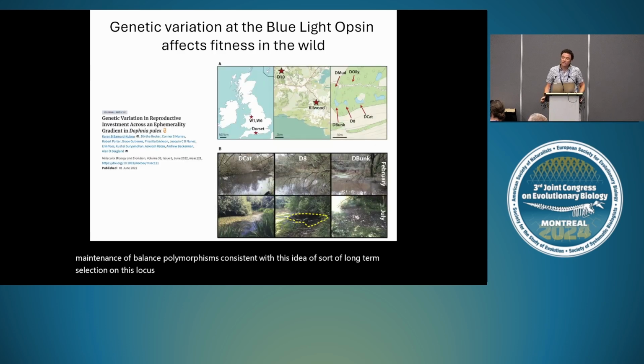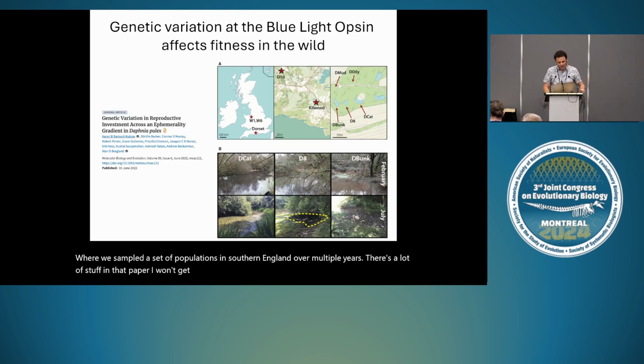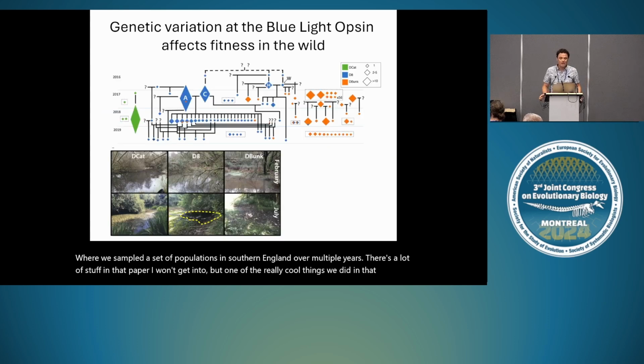Next, what we wanted to do is ask whether genetic variation at this blue light opsin affects fitness in the wild. And so we went back to a previous study we had conducted where we sampled a set of populations in southern England over multiple years. There's a lot of stuff in that paper I won't get into. But one of the really cool things we did in that paper was that we were able to reconstruct a multi-year pedigree of this population using whole genome resequencing.